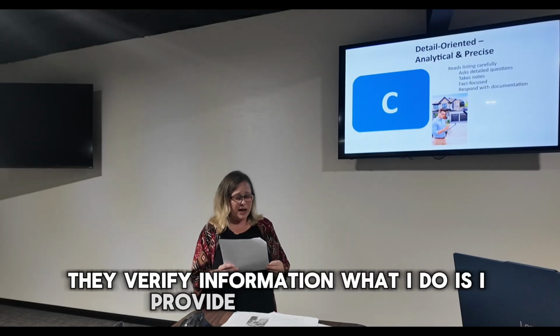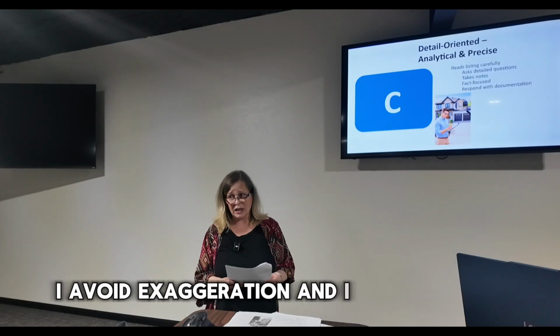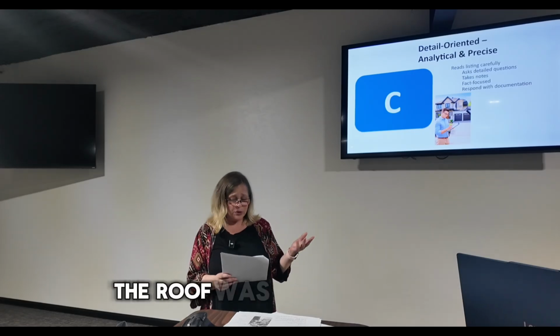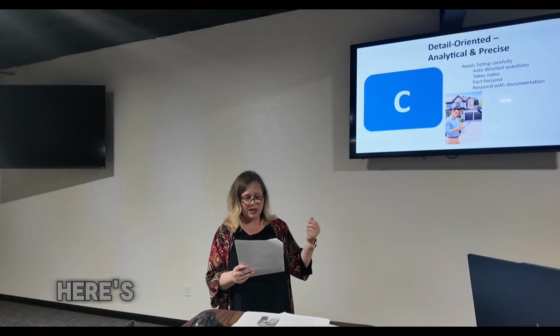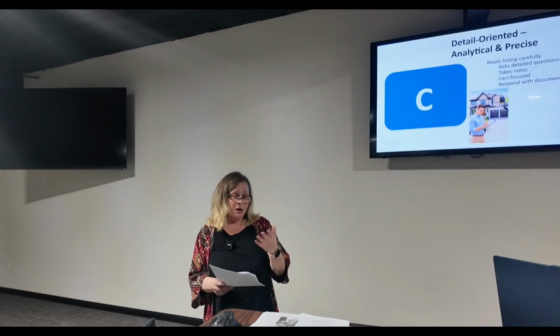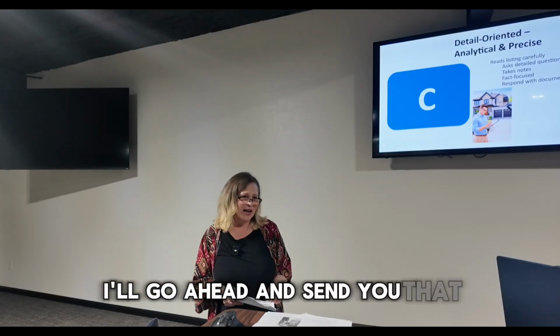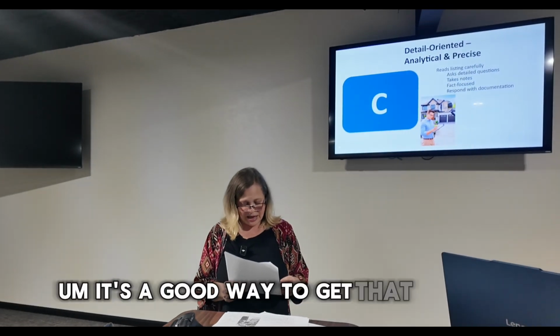What I do is I provide documentation. I avoid exaggeration, and I give specifics. The roof was replaced in 2021. Here's the invoice. Average electric bill, $165 a month. Now, I probably wouldn't give it to them right then. I'd say, hey, what's your email address? I'll go ahead and send you that. It's a good way to get that to them.